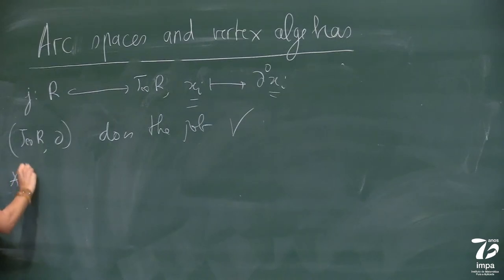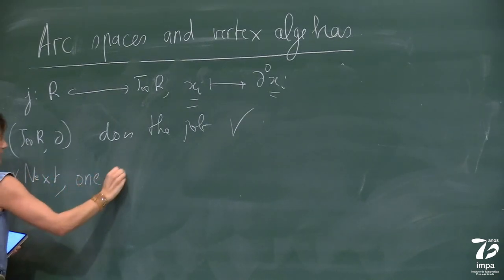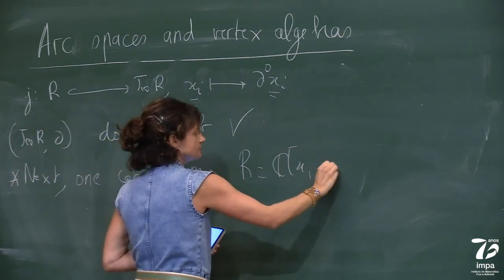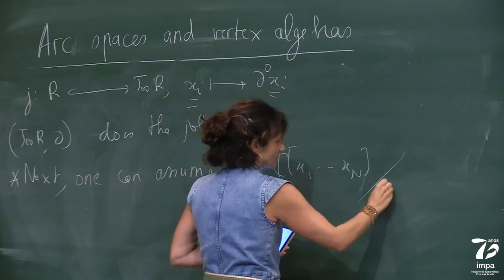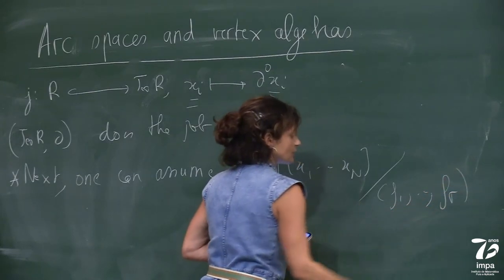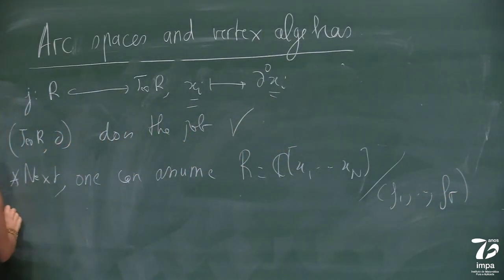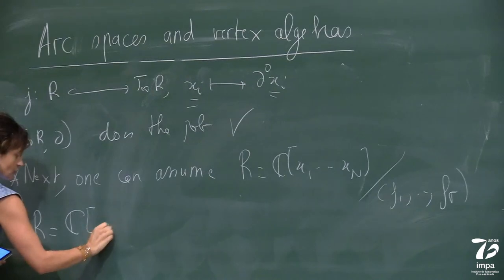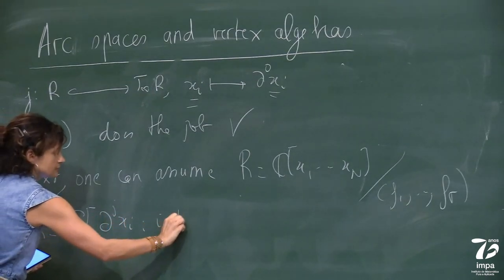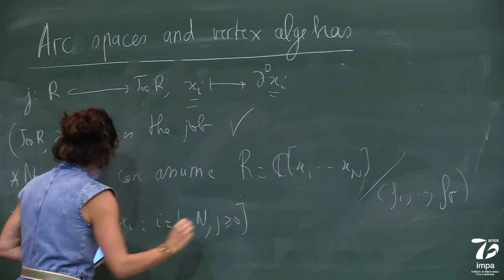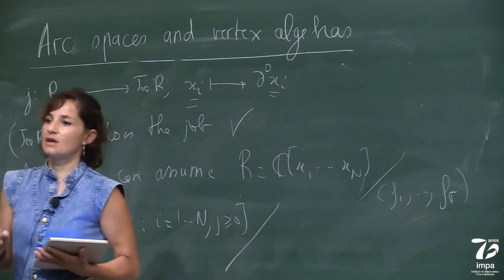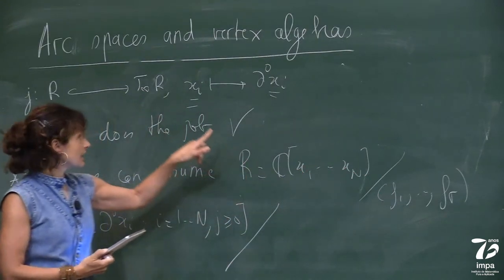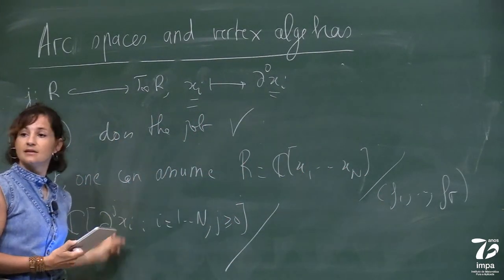Okay, so next. For the general case, one can assume that R is a quotient by some ideal, say F1, up to Fr. And then to define J infinity of R, I just consider the previous construction, and then I divide by all derivatives of these functions. And this is well defined because I view these functions as elements in R that I can embed into the jet algebra of this part through this morphism.